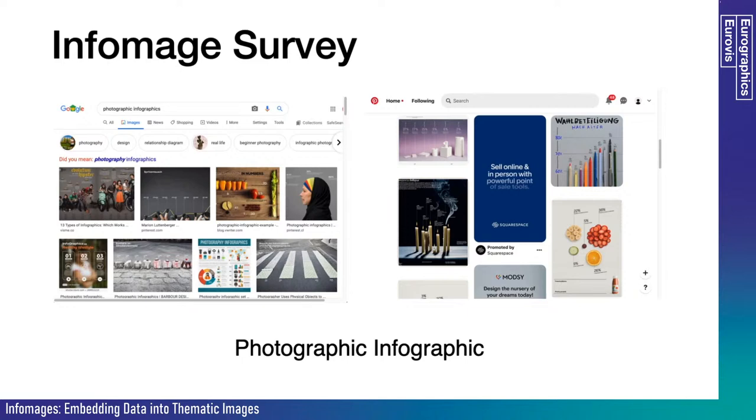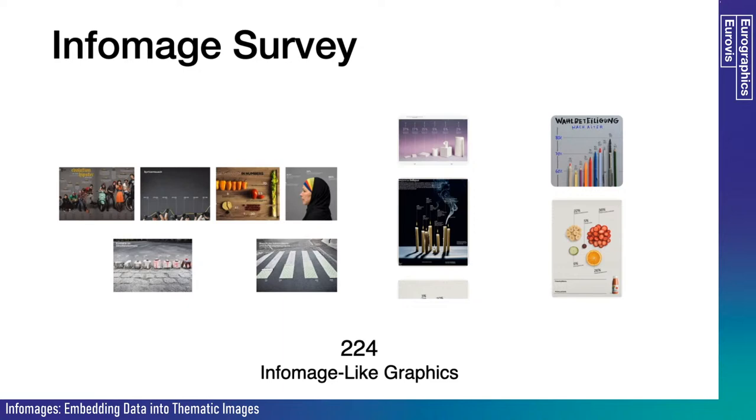We collected an initial set of 1,638 images. We then filtered the images that did not fit the definition of an infomerge, leaving us with 224 infomerge-like graphics. But it should be noted that we relaxed the condition for the image to be thematic so that we would have a larger set of images to study.